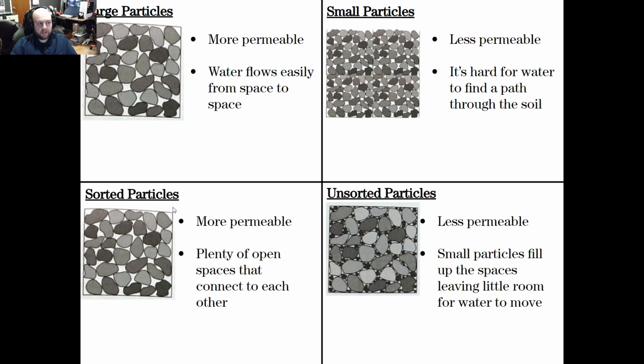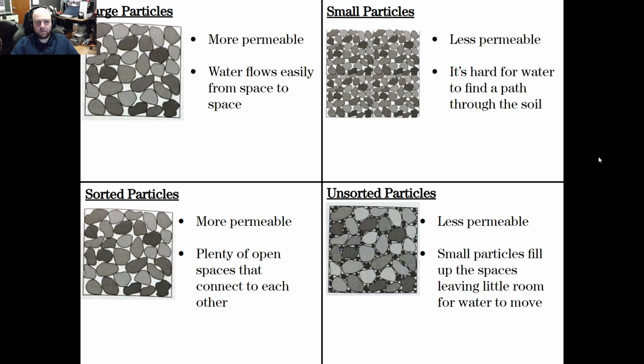When we talk about sorting, well-sorted particles are more permeable, plenty of open space that connects to each other. Again, it can flow through easily without issue. But unsorted particles are going to be less permeable because the small particles fill in the spaces and it doesn't leave a lot of room for the water or the other liquids to move. So if we want to have a nice, very permeable soil or area, we're going to want large particles that are sorted. If we don't want it to be permeable, small particles, unsorted.